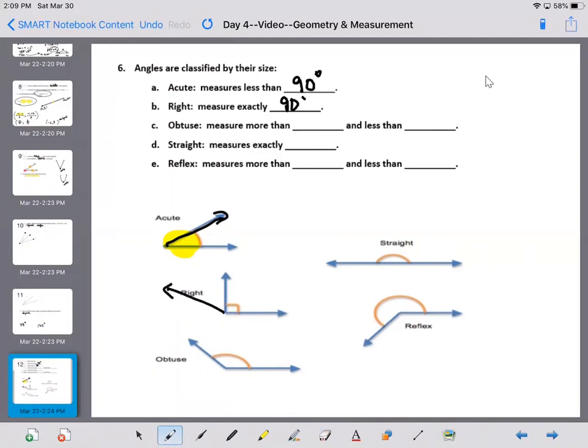So we see this measurement is more than 90 degrees, but less than 180 degrees, because 180 degrees is a straight line, also called a straight angle, and that measures exactly 180. And then sometimes you'll see the word reflex angle. It's more than 180, but less than 360 degrees. So these are your different types of angles that we'll be discussing in this class.